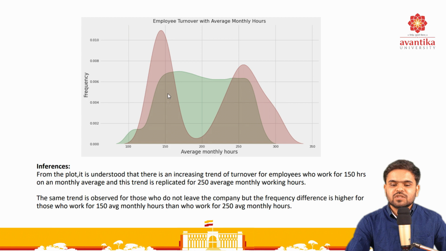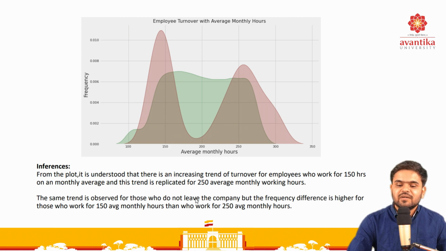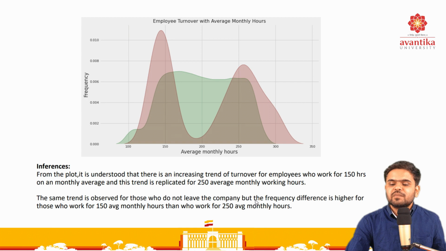When we observe over here, the employees who work 150 hours on a monthly basis are replicated at 250 hours as well, and those are the employees who are leaving the company. The same trend is observed for those who do not leave the company. For those, the frequency difference is higher, and those working 150 or 250 average monthly hours are leaving at the same time as they are staying back in the company. So it is a tricky case for us.